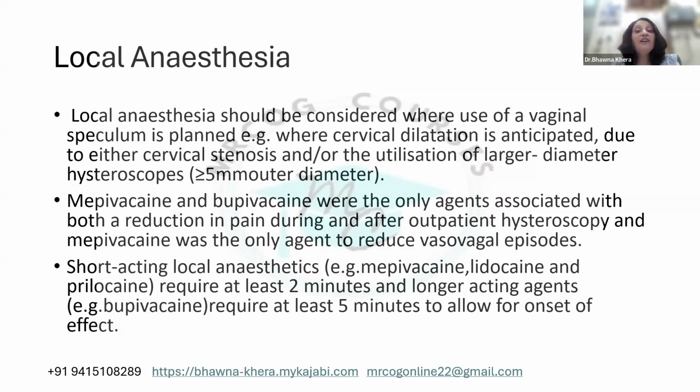Mepivacaine is the only one which reduces the incidence of vasovagal episodes. So here is the one which gives the benefit for vasovagal episodes. Short-acting local anesthetics like mepivacaine, lidocaine, and prilocaine can be given just 2 minutes prior, while the long-acting ones require at least 5 minutes to allow for the onset of action.